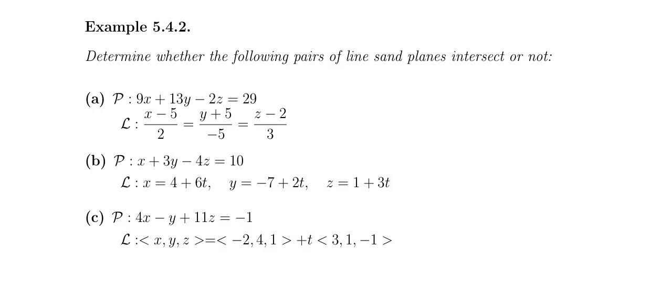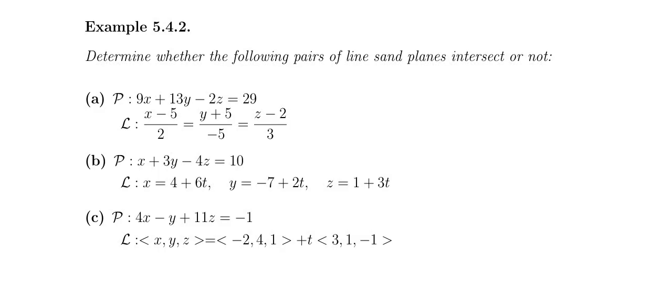So they're saying, determine whether the following pairs of lines and planes intersect or not. For the first one, we just have to parameterize the line. We need to write it back into its normal form.